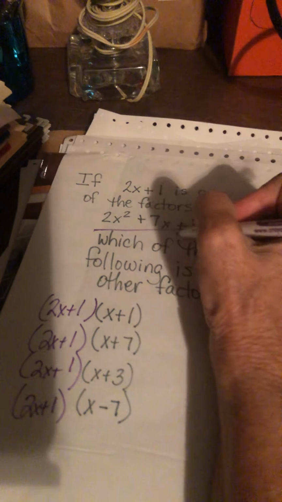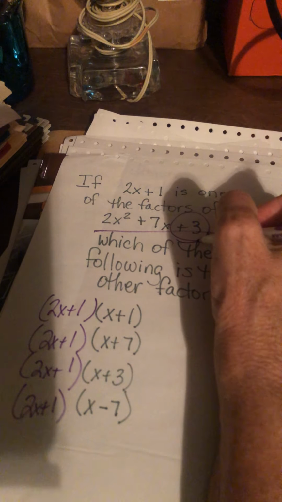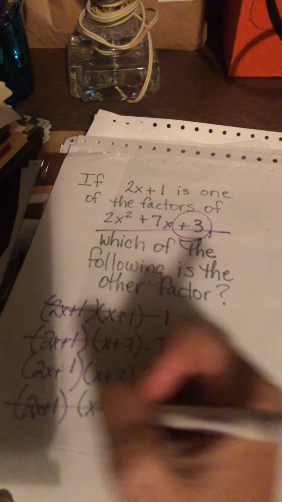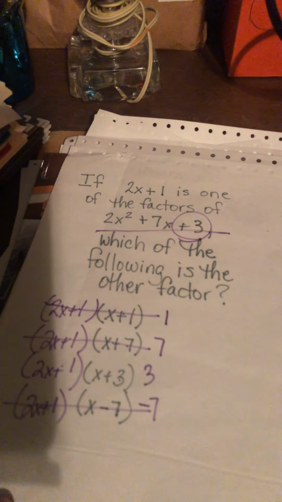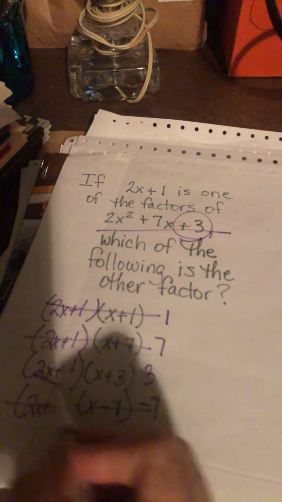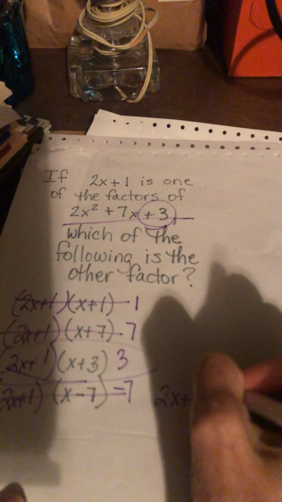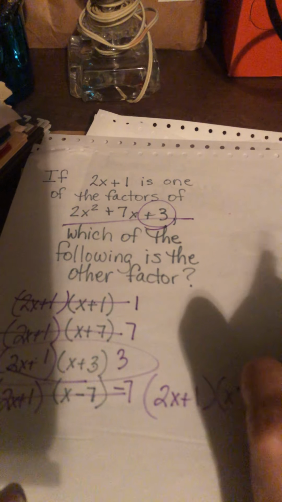Okay, so we already know the trick that we're supposed to be looking for plus 3. Well, 1 times 1 is 1. This is out. 1 times 7 is 7. We need 3. This is out. 1 times 3 is 3. 1 times negative 7 is negative 7. So the only one I see that's possible is this one. Hopefully that's the one you picked. But just in case, let's go ahead and check it out and see if it works.